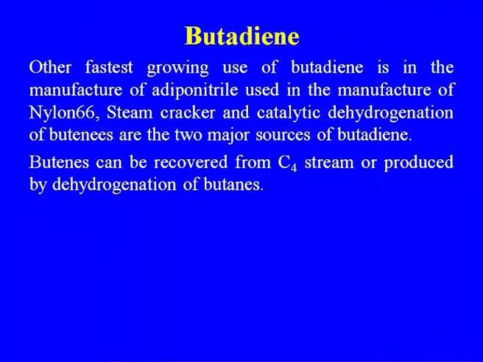So steam cracker and catalytic dehydrogenation of the butenes are the two major sources of the butadiene. Butenes can be recovered from the C4 or produced by dehydrogenation of the butanes, because the butane is also available in that stream. And that is why even the butanes which are there can be used for making some valuable products.